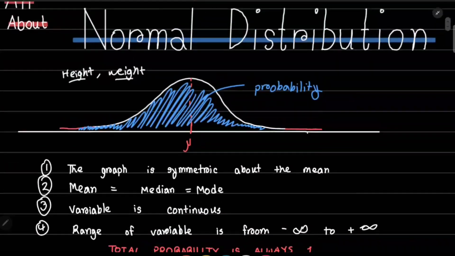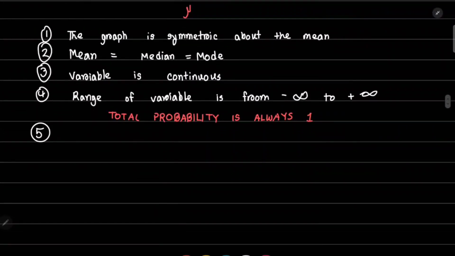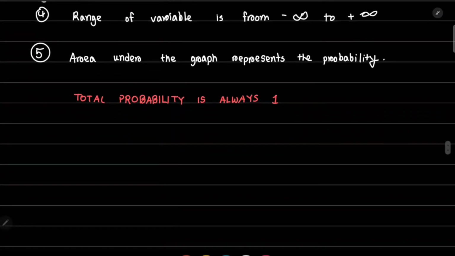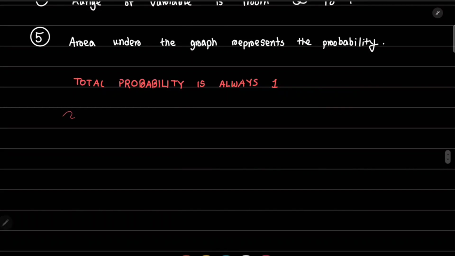So the total area under the graph will also be equal to 1. We have to remember that the area under the curve represents the probability. So the area under the graph is representing the probability, and we know that the total probability is always 1. So the total area under the graph will be 1.